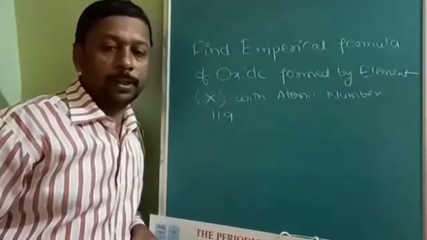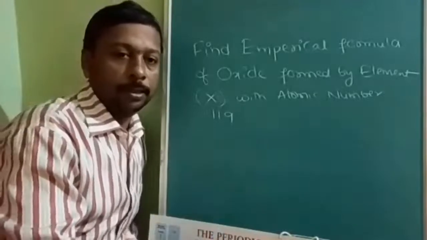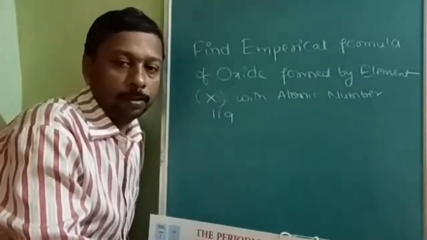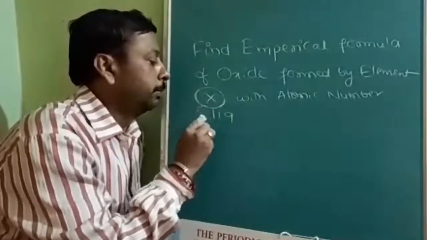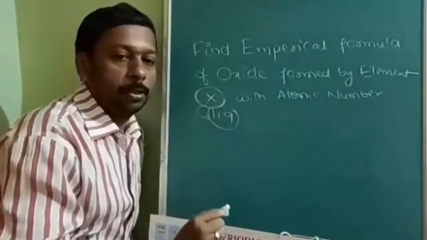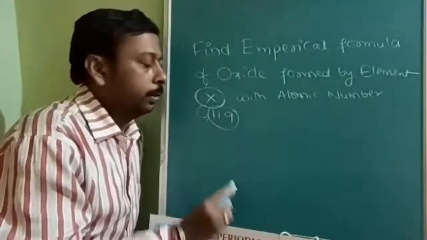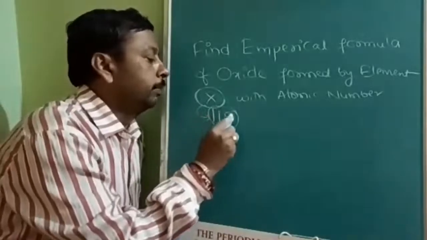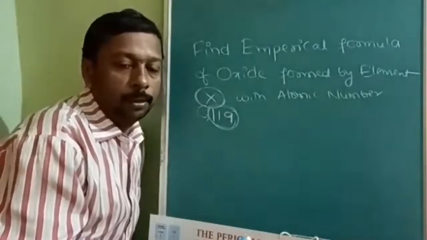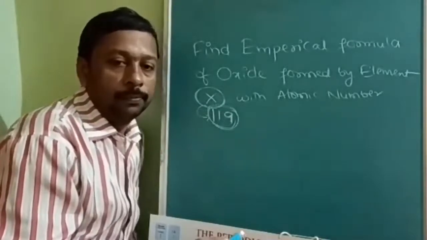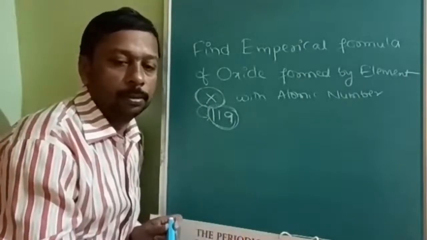Slowly the level of question is increasing. Now here you have to write not an element formula, you have to write the empirical formula. Element X is there with atomic number 119. If that element with atomic number 119 forms an oxide, what will be the empirical formula of that oxide? Is the question understood?